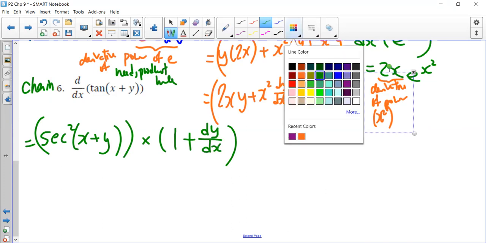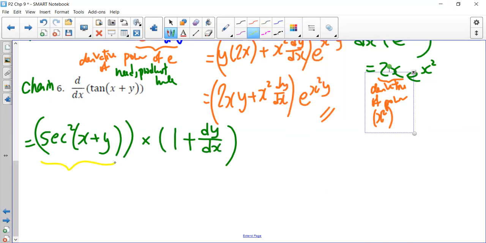So that's the derivative of tan, and this is the derivative of the inside. So differentiate from the outside to the inside, chain rule.